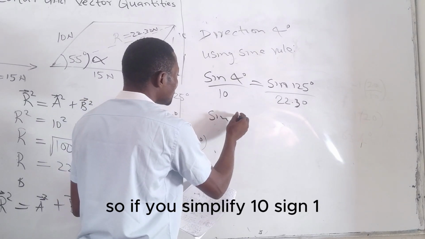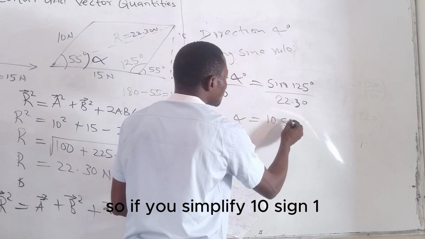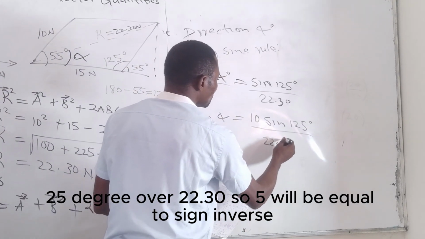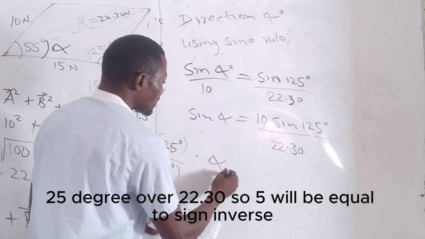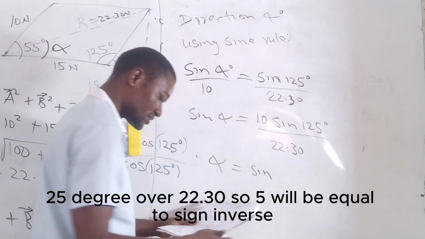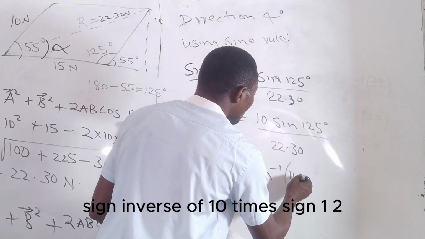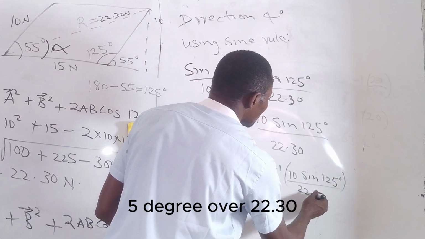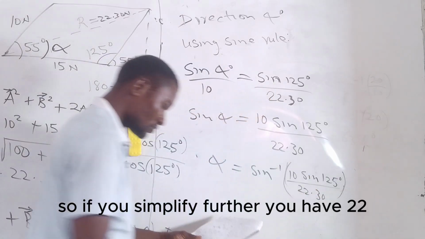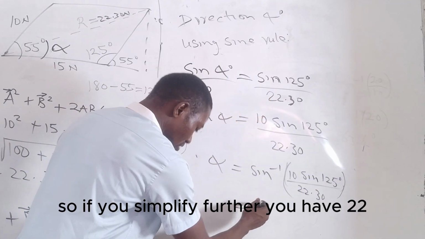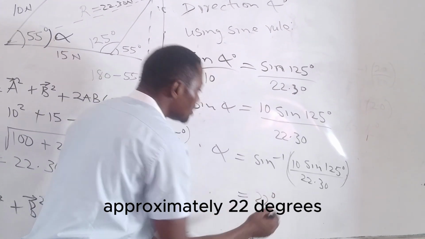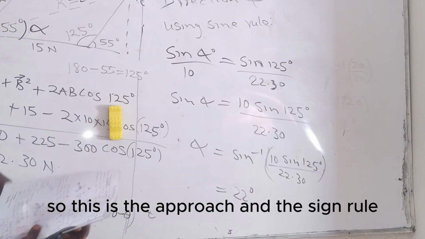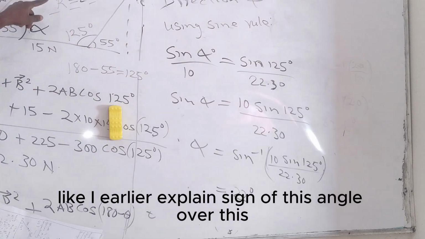So if you simplify, 10 sine 125 degrees over 22.30. So phi will be equal to sine inverse of 10 times sine 125 degrees over 22.30. So if you simplify further, you have approximately 22 degrees.